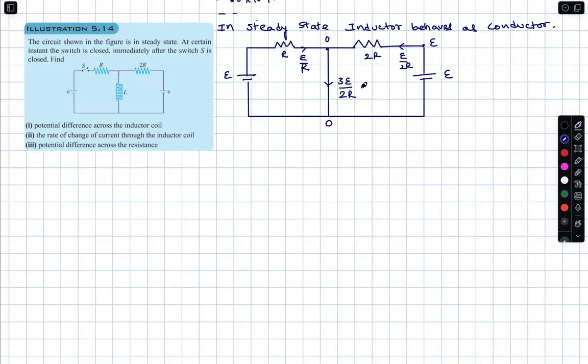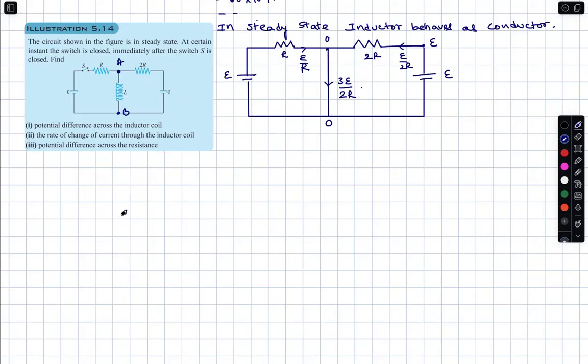Next, what is the potential difference across the inductor at this stage? Remember, they're asking at steady state. At steady state, the potential difference is 0. That is the reason I have taken these two things. Otherwise, what we will do? A, B.